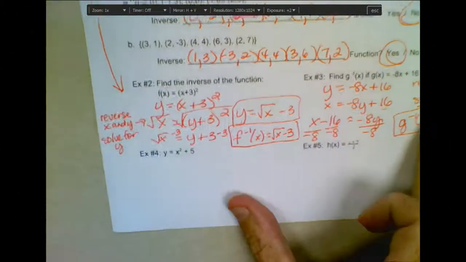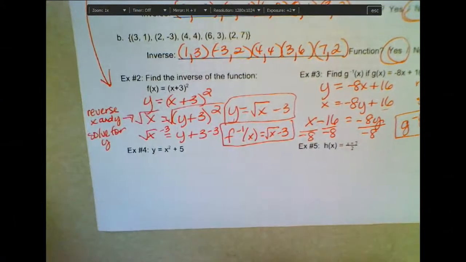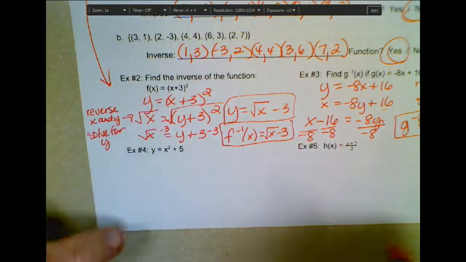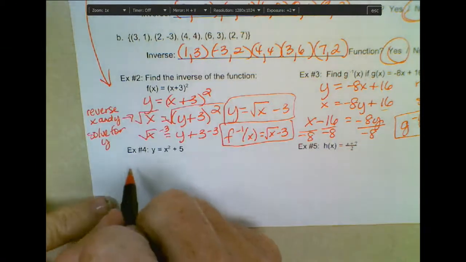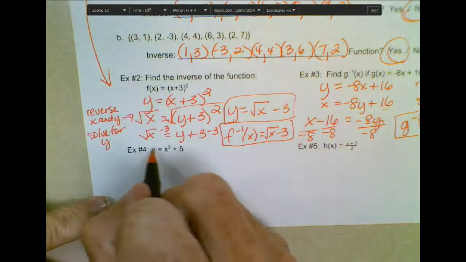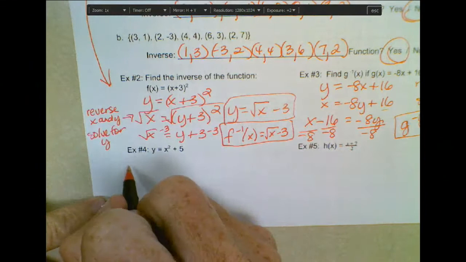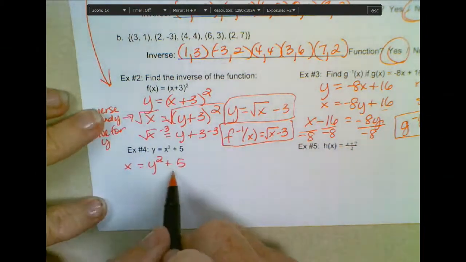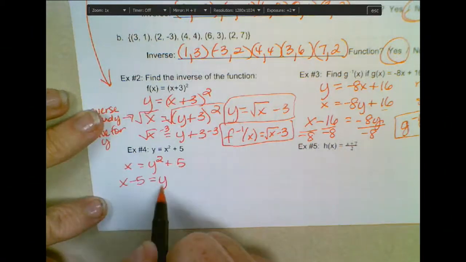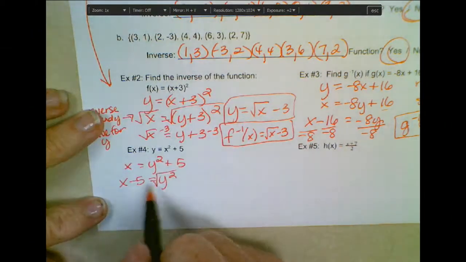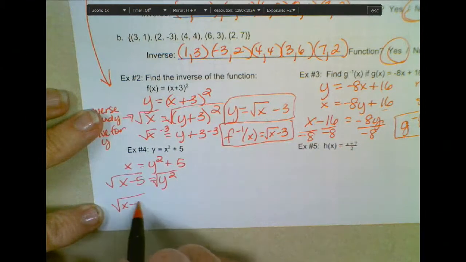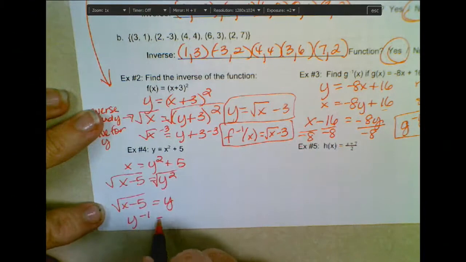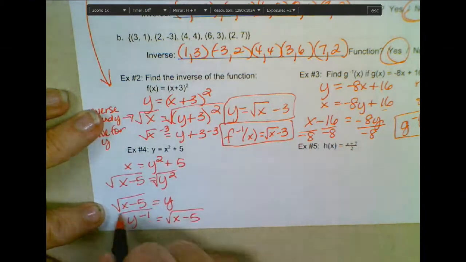Try to do examples 4 and 5 by yourself. Hit pause on your video, and then come back in a moment to check your answers. Okay, now we're checking our answers. So, on example number 4, it already has y there instead of an f of x function. So now you're going to reverse those. I need to move that 5 over, so I would get x minus 5 equals y squared. The way I undo a square is to take the square root. So I get the square root of x minus 5 equals y. So y to the negative 1 equals the square root of x minus 5.